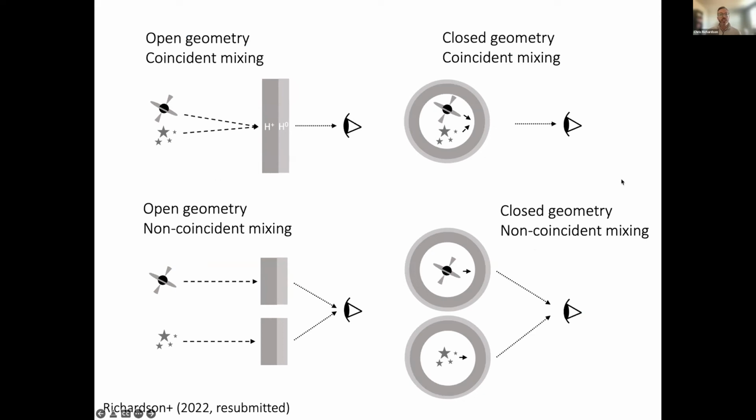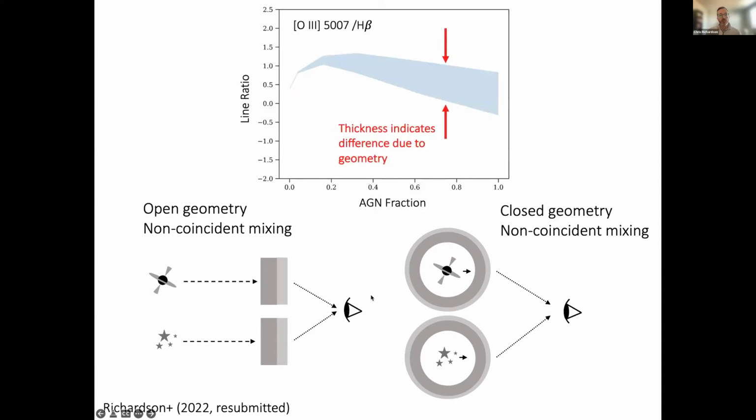If we use these bottom two cases as limiting cases for a case study, we can then ask ourselves, does the theory say that we need to worry about geometry? We can answer it by looking at what we call sensitivity diagrams. We can trace the line ratio as a function of AGN fraction. For the [O III] 5007 over H beta ratio, as AGN fraction increases, the uncertainty in the line ratio grows to about 1 dex as a difference due to geometry.